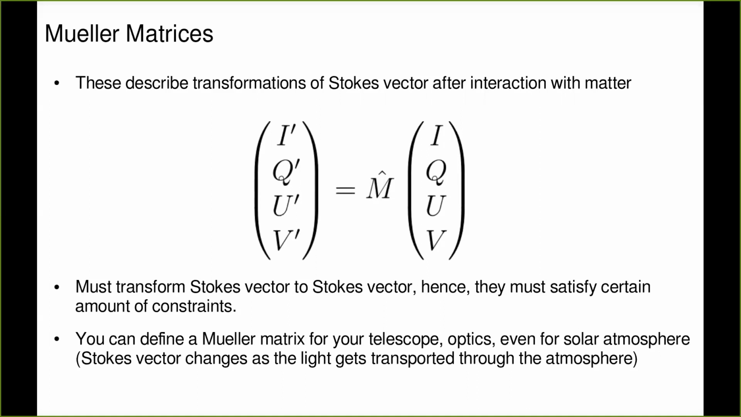And even when we theoretically model the Stokes vector, which we will do in the second part of our course, we are sort of finding this Mueller matrix for the solar atmosphere, because the Stokes vector changes as it travels through a medium like magnetized plasma or scattering plasma, etc., and there will be both a modification of my polarization state and some polarized emission on top of that.